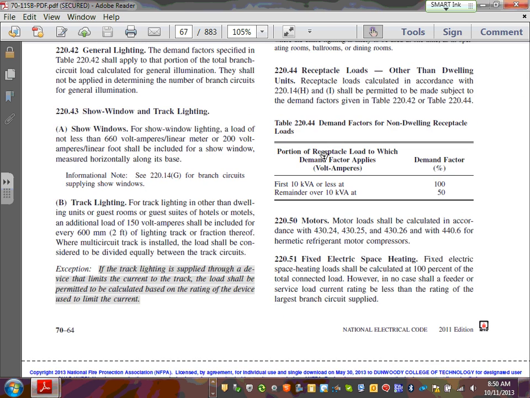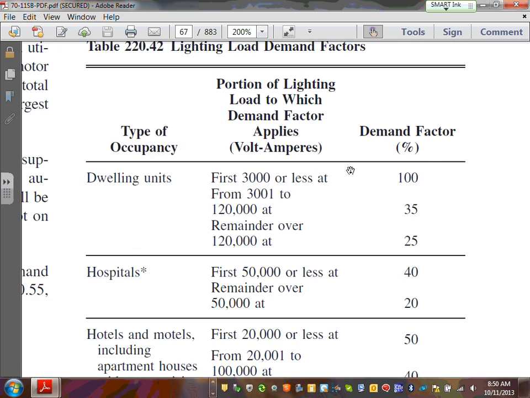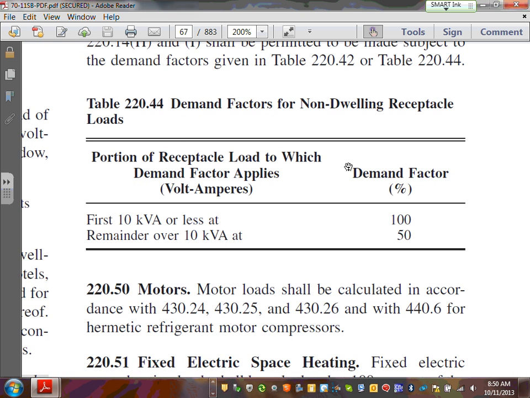There you go. So 220.44, where did I go here? Right here. It says for non-dwelling receptacles, Karen, the first 10K you leave alone. Anything higher than 10K, you need to cut by 50% per the NEC code book. Does it make sense? After you add all these receptacles together, the first 10K, leave them alone. The remainder will be cut by 50%.